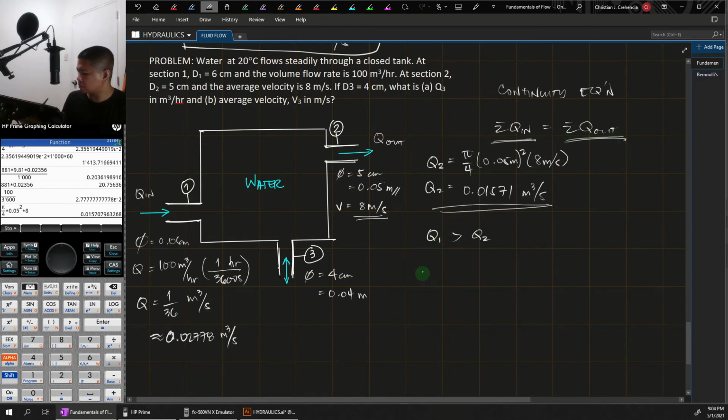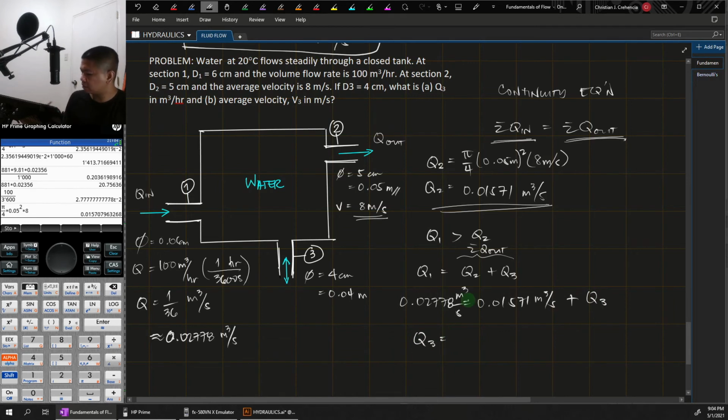So, ngayon, we can say that Q1 is equal to, so dalawa yung magiging output natin ngayon. So, Q sub 2 plus Q sub 3. So, ito ngayon yung summation ng outflow. Okay? So, Q1 is 0.02778. Lagyan ko na lang kung more significant figures. Then, equal to 0.01571 cubic meter per second. Same lang to. Then, plus Q sub 3. Okay? So, we can now solve for Q sub 3.